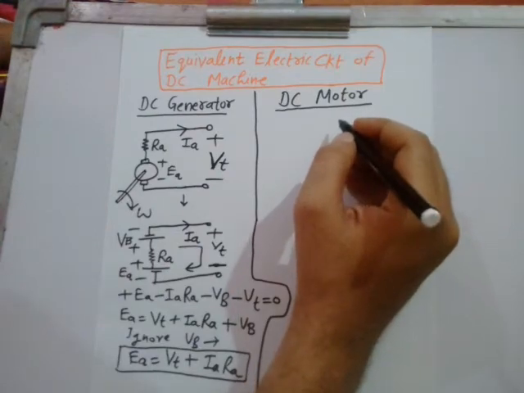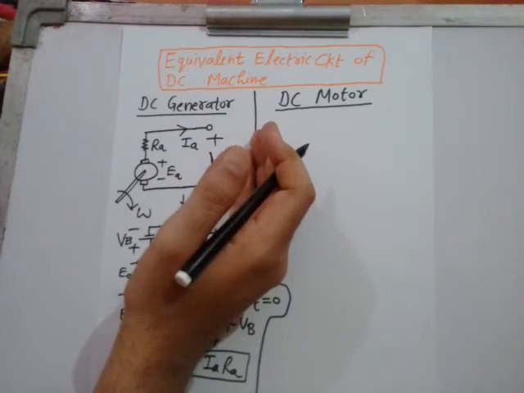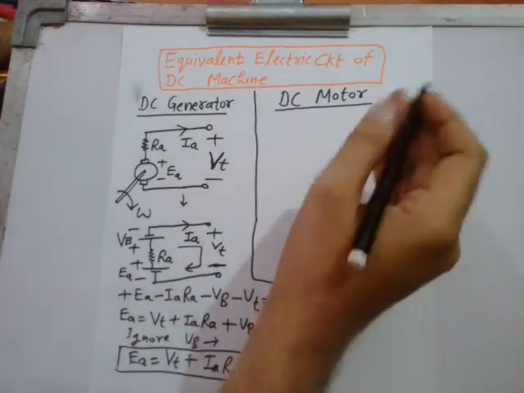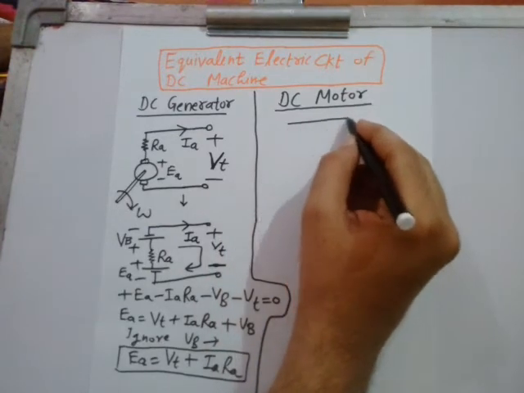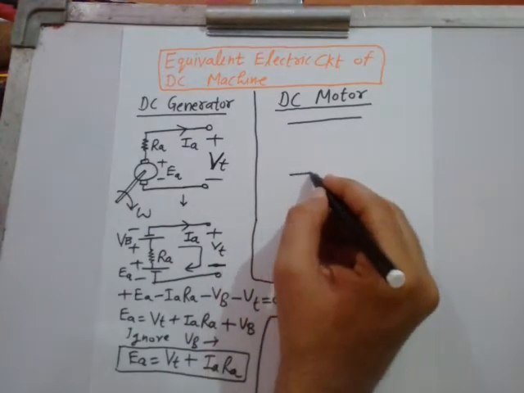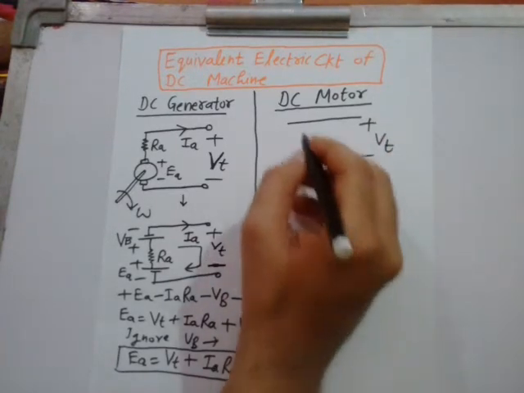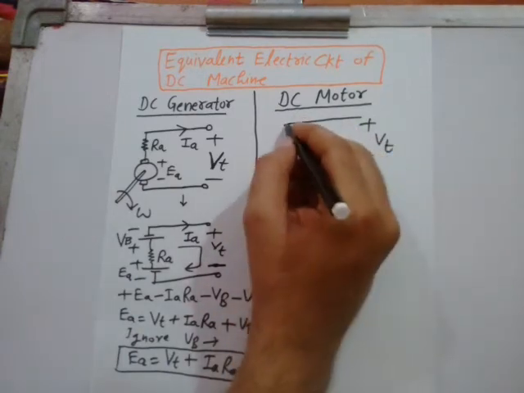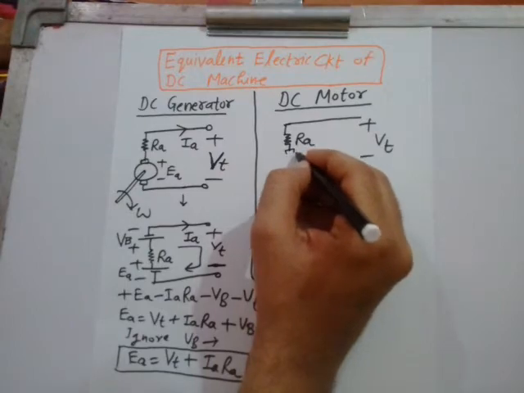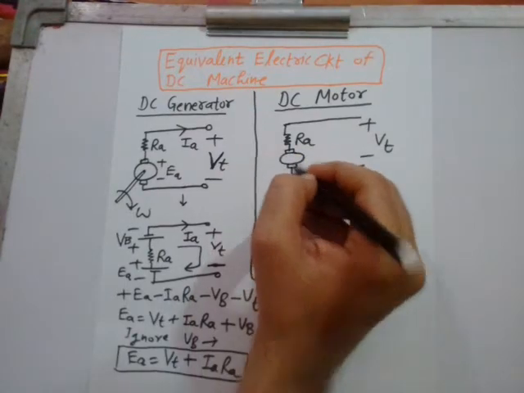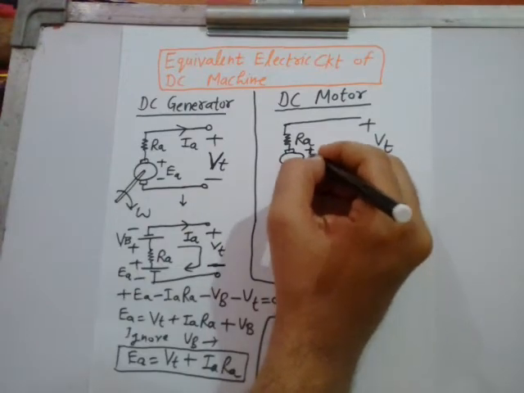The job of the motor is just opposite to the generator. The generator converts mechanical energy to electrical energy, and the motor converts electrical energy to mechanical energy. So tell me, what is the direction of armature current in case of the DC motor? From terminal to armature or armature to terminal? This is the armature resistance, and this circle represents the armature. Here this is the armature induced EMF EA.